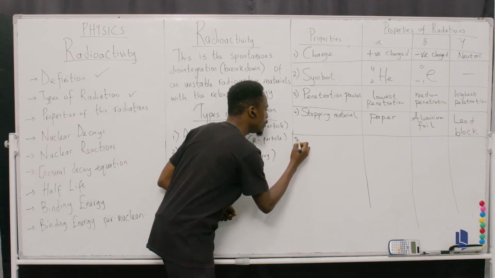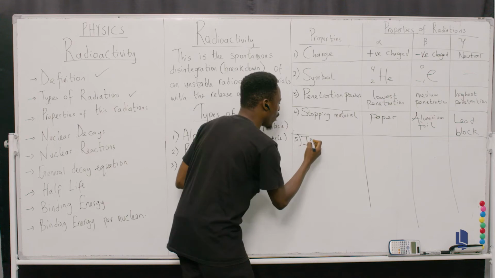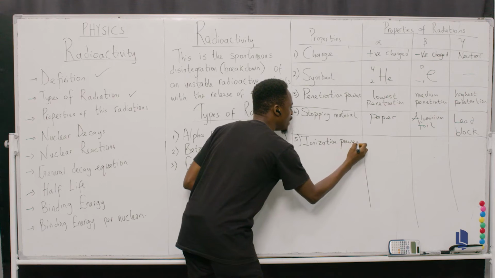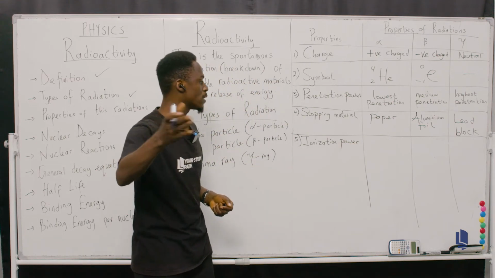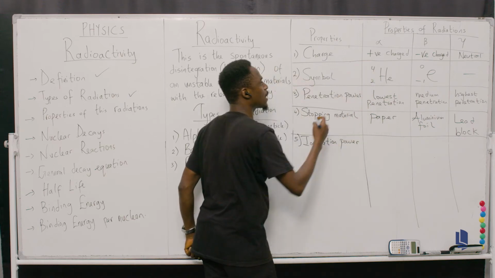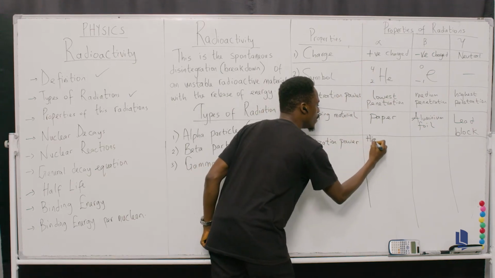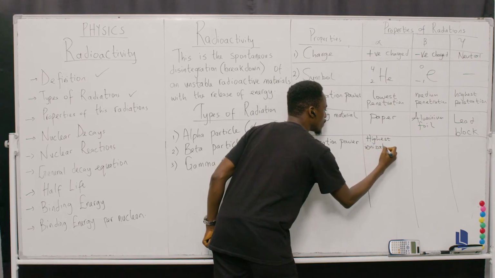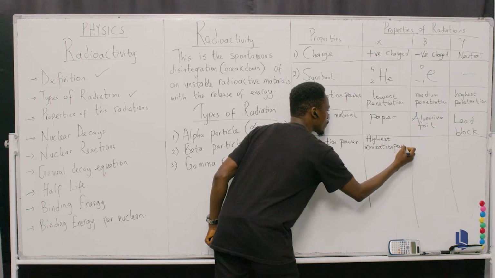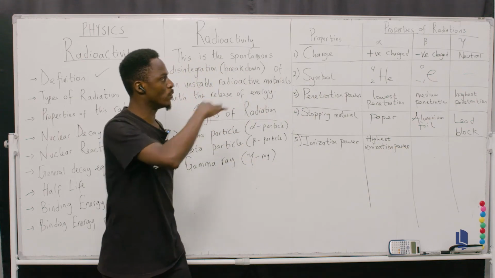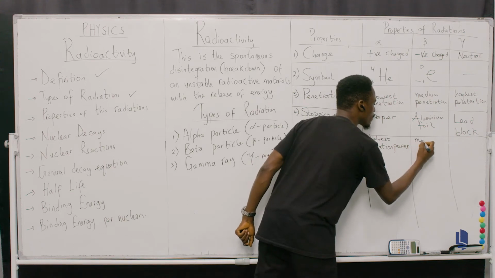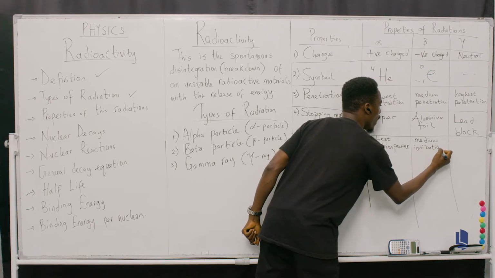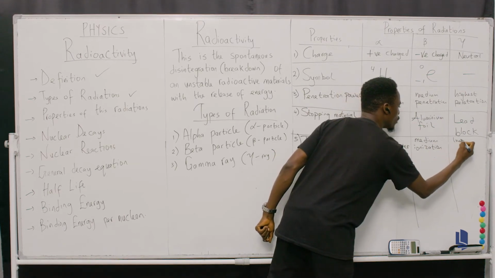Pushing ahead, you talk in terms of your ionization power. Ionization power means the ability to react as it moves along different media. We say that alpha particle has the highest ionization power. The highest goes to alpha particle. Your beta takes medium, while we say that gamma takes the lowest ionization.